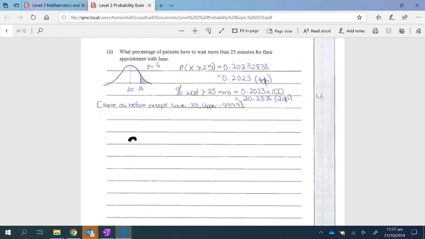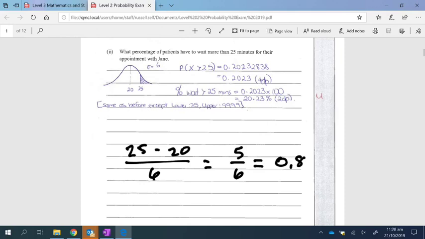25 minus our mean, divided by our standard deviation of 6, which gives us 5 over 6, which we just divided out a while ago, and got a z-score of 0.833.